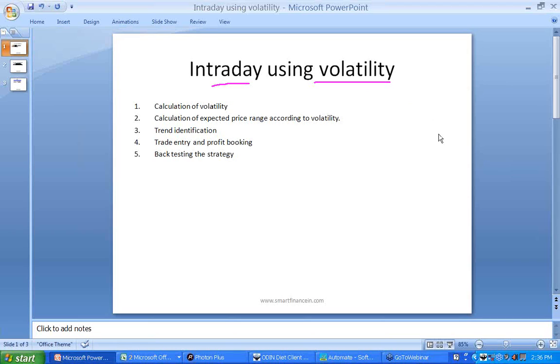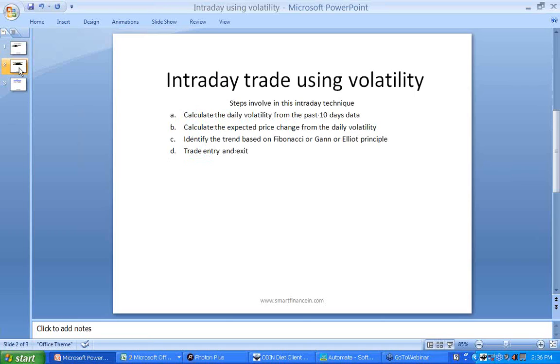So in this presentation, I'll be finding out the volatility. This is daily volatility, and I'll be calculating the expected price range according to volatility, and the trend identification I have to do, and trade entry and profit booking, and I will backtest this method with the past data to show its efficiency.